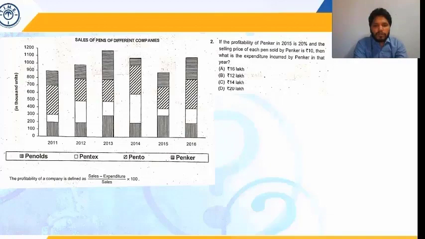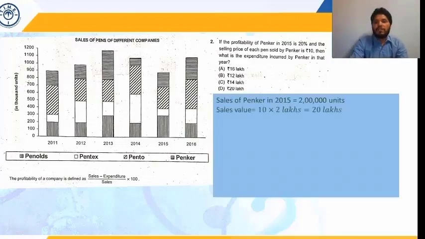So let's move on to 2015 and Panker. In 2015, the sale of Panker is starting from 700 and going up till 900. So the difference between these two quantities is going to be 200. So 200,000 units is the sale of Panker in 2015, because whatever sales is given, it is given in 1000 units. So sale of Panker in 2015 is 200,000, which is 2 lakh units.